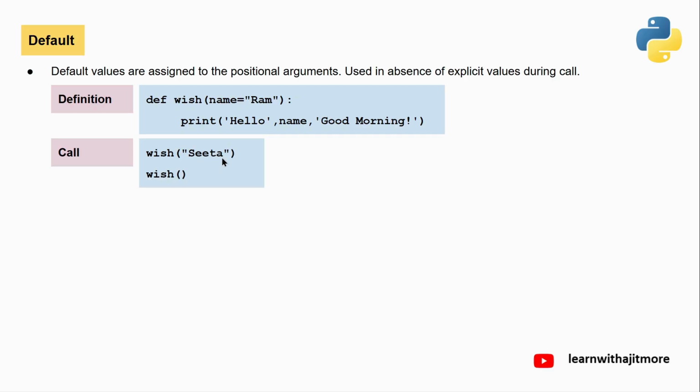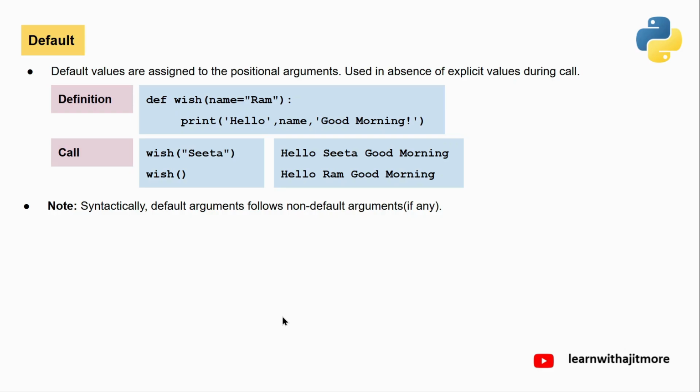Is explicit value missing? No. The default is used in absence of explicit value, but here the explicit value is given. So Sita will come in name and it will print hello Sita, good morning. But in the second case, you haven't given an explicit value to the parameter. Therefore, it will take the default value. So the first time you get hello Sita, good morning, but in the second case, you are getting the default name.